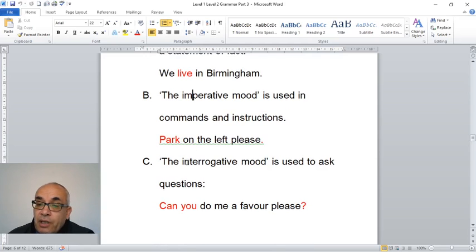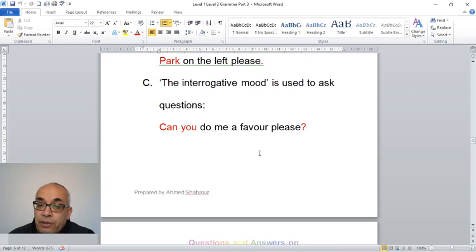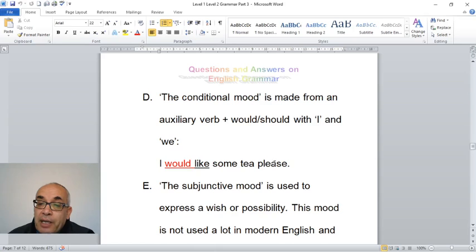Interrogative means question. So the interrogative mood is used to ask questions. Can you do me a favor, please? So here, can you, is a question, as you can see, and it is called the interrogative mood. Conditional mood is made from an auxiliary verb and would or should with I or we. So I would like some tea, please. So would is past of will, and like is here a verb. So would like is the whole verb in the sentence, and this is the conditional mood.